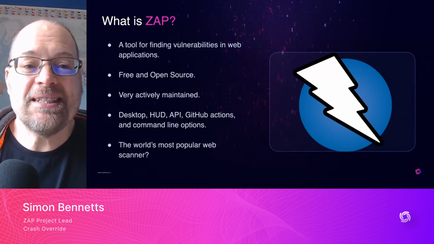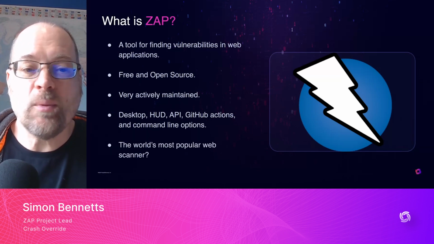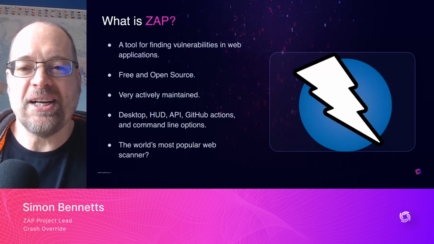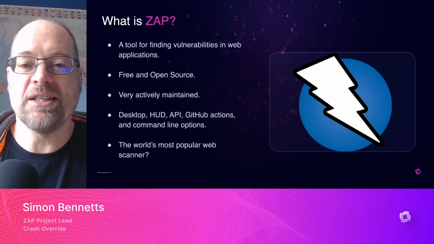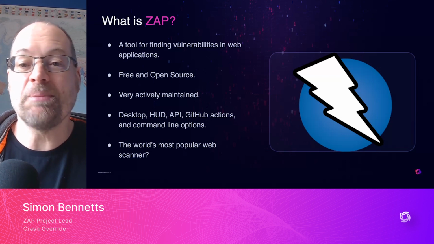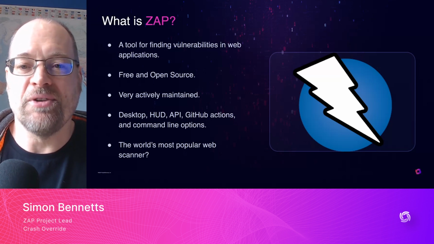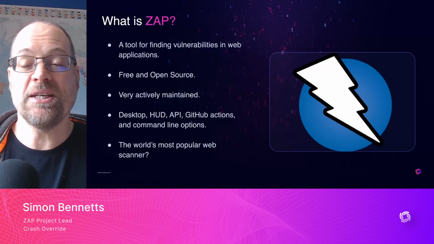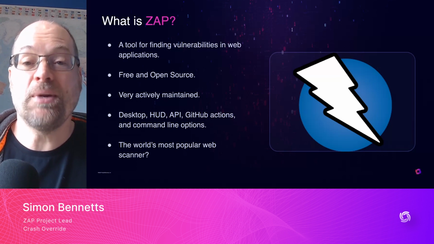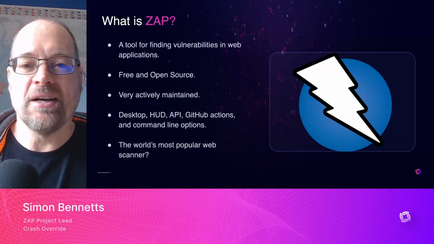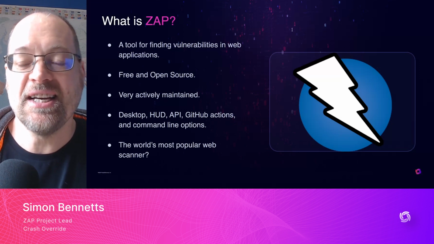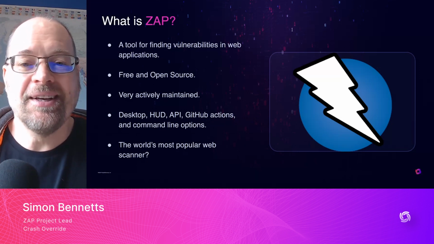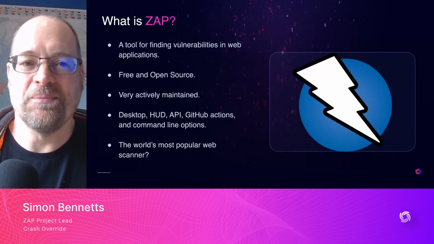And finally, ZAP is, we believe, the world's most popular web scanner. It's difficult to tell because commercial tools typically don't release information on how many people use them. But I've been saying this at conferences for many years and no one's disagreed with me, so it must be true. We also publish statistics about ZAP. Go to zaproxy.org/statistics, and you can see how many people we know used ZAP last month, for example.